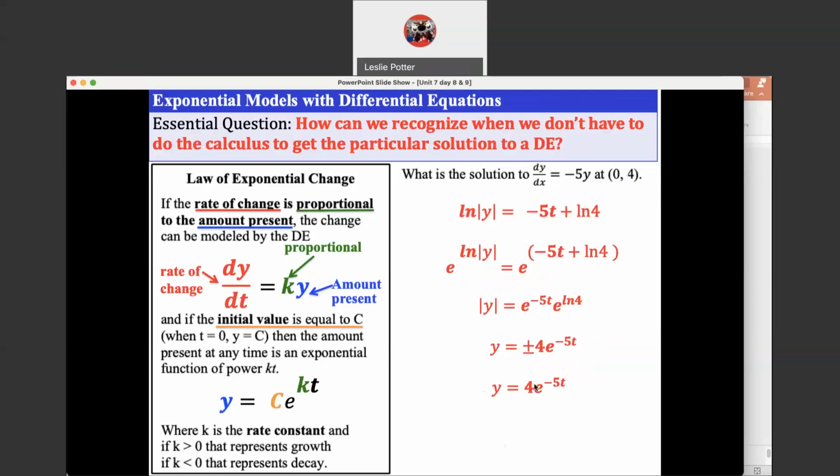Okay, like I said, this is really specific, right? We specifically have this relationship where the rate of change is proportional to the amount present, and we specifically have this initial value of (0, c). Okay, and when we have those two scenarios, we don't need to do calculus. And then just a kind of caveat here, k is the rate constant. If this is positive, greater than 0, it represents growth. If it's negative, it represents decay. Remember those sort of things from algebra 2?